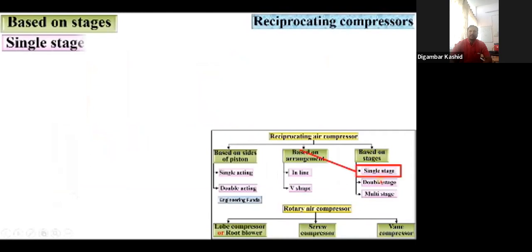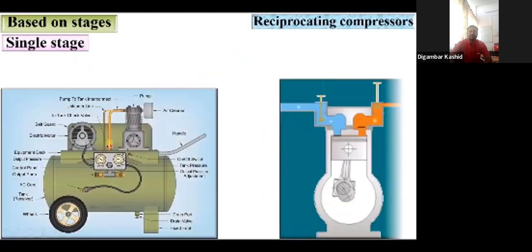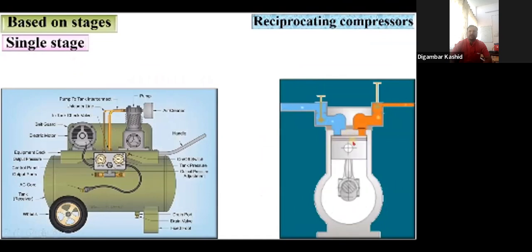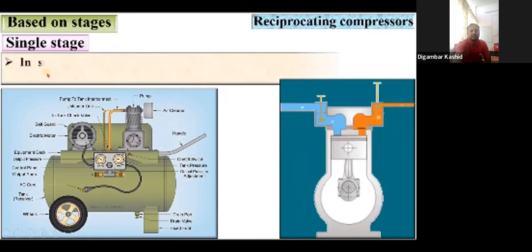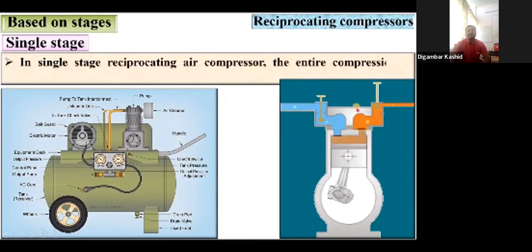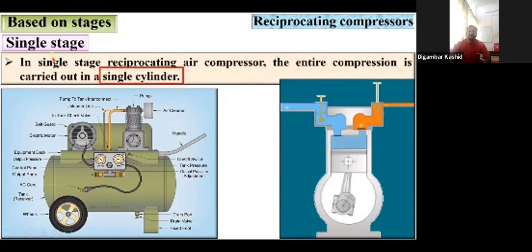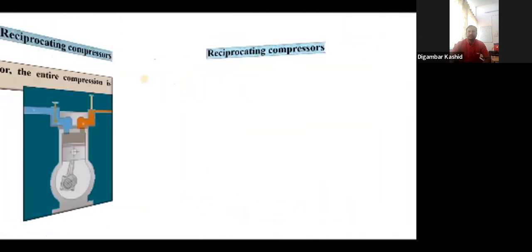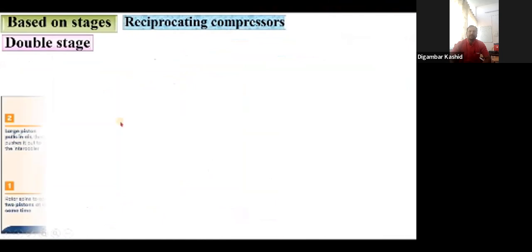Now next, based on stages. First, single stage. So this is the single stage reciprocating air compressor. This one already we have learned. In reciprocating air compressor, the entire compression is carried out in a single cylinder. So it is called as single stage air compressor. Next, double stage.